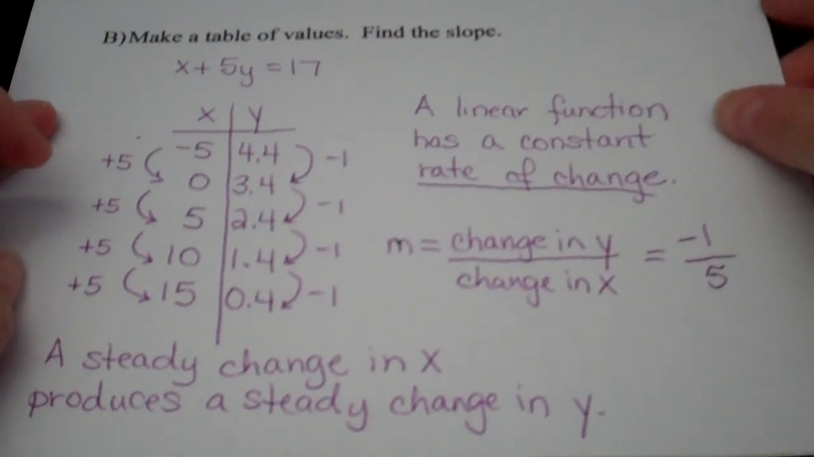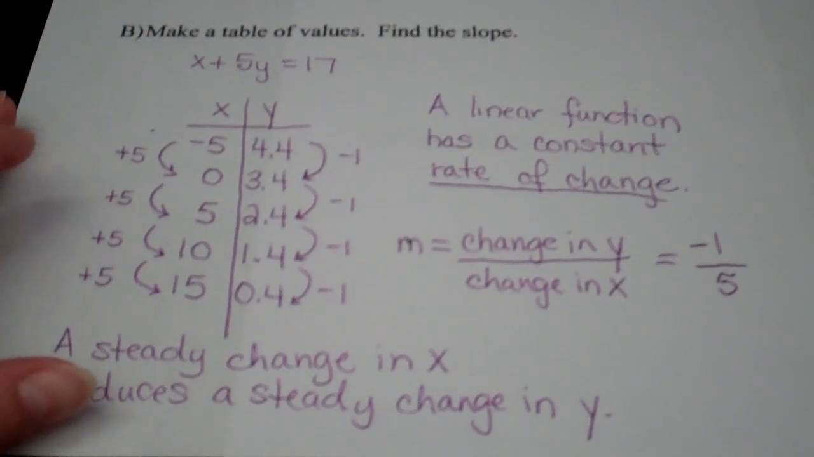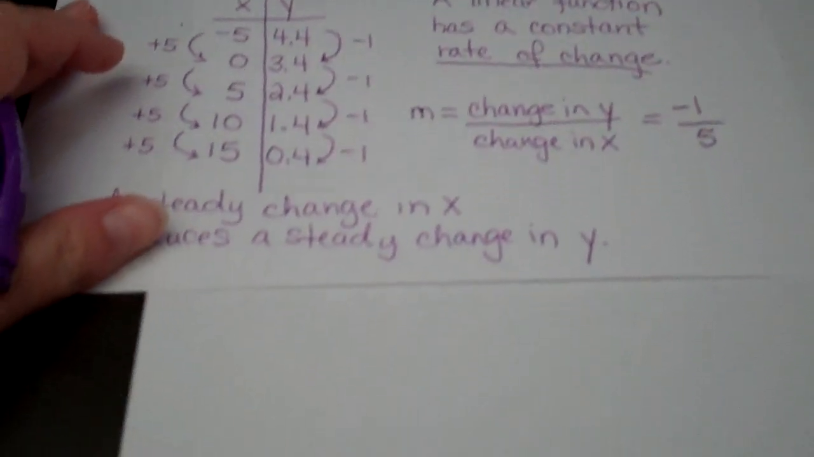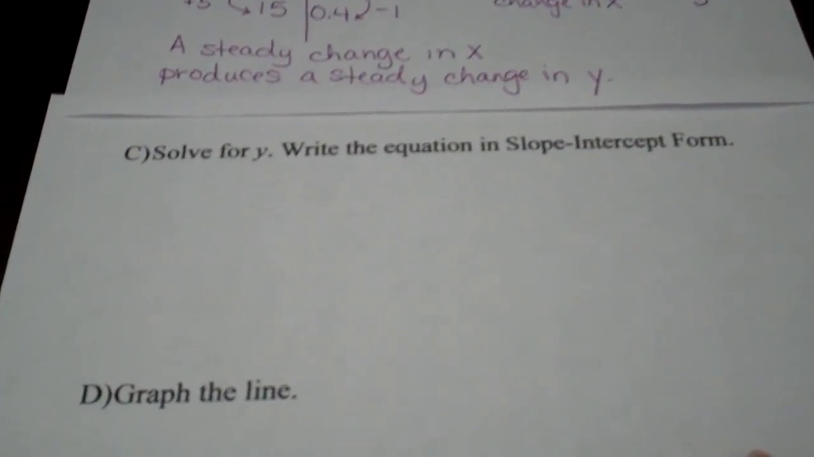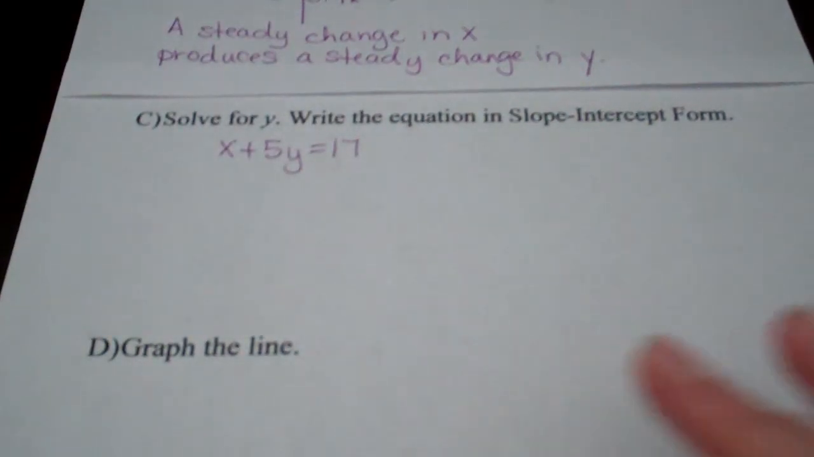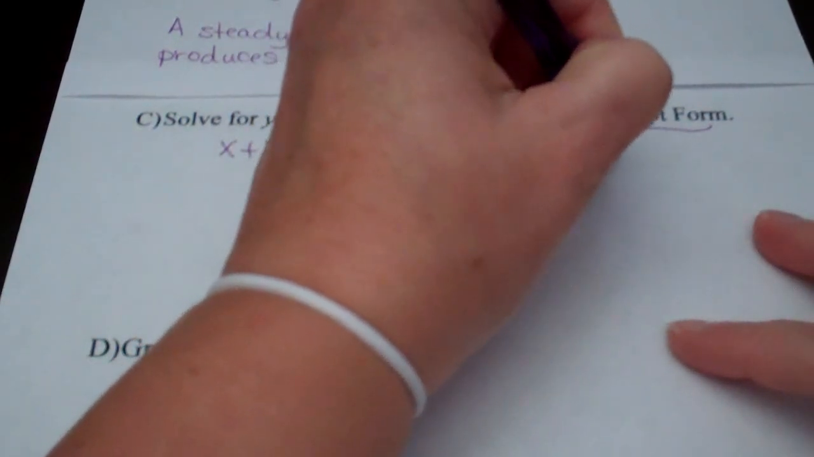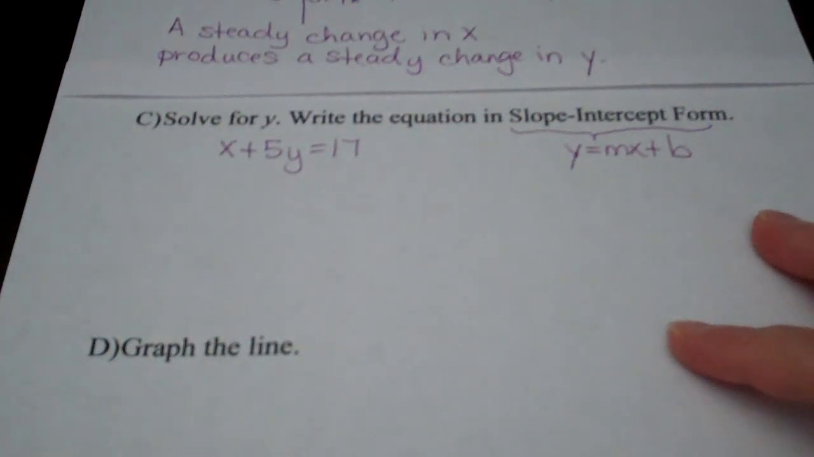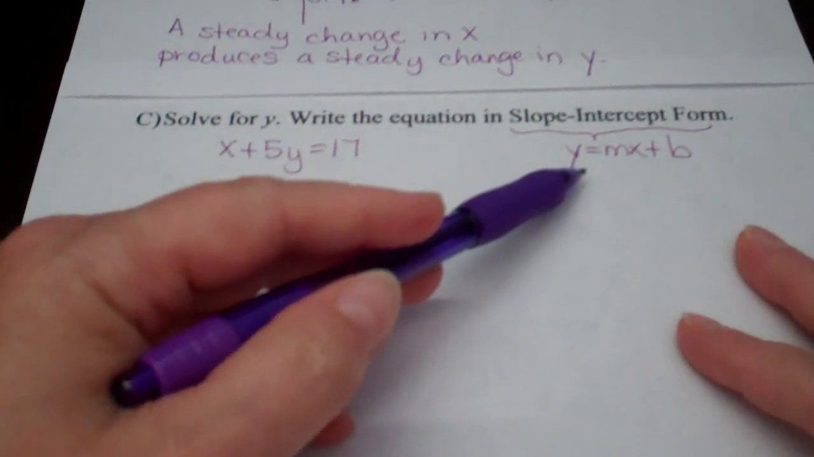Okay, so we've talked about the intercepts, we've talked about the slope. Now let's integrate that with the y equals mx plus b. So now let's take our equation. Let me write it down again. Here it is. And let's solve for y and write our equation in slope-intercept form. Slope-intercept form would be y equals mx plus b. So we're not plugging in any numbers here. We're just rearranging the equation so that y is by itself on one side.